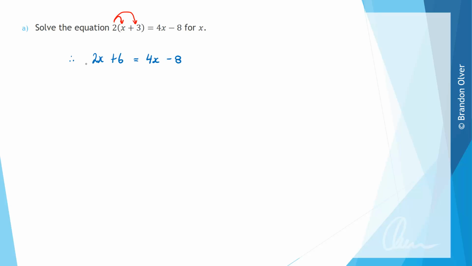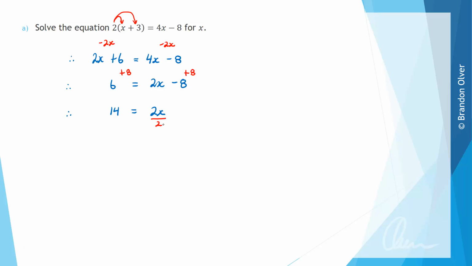And now we want to collect all the terms involving x onto one side of the equation, so we can subtract 2x from both sides. Therefore, we find that 6 is equal to 2x - 8. Next, we can add 8 to both sides of the equation to leave the term involving x by itself. So therefore, we find that 14 is equal to 2x.